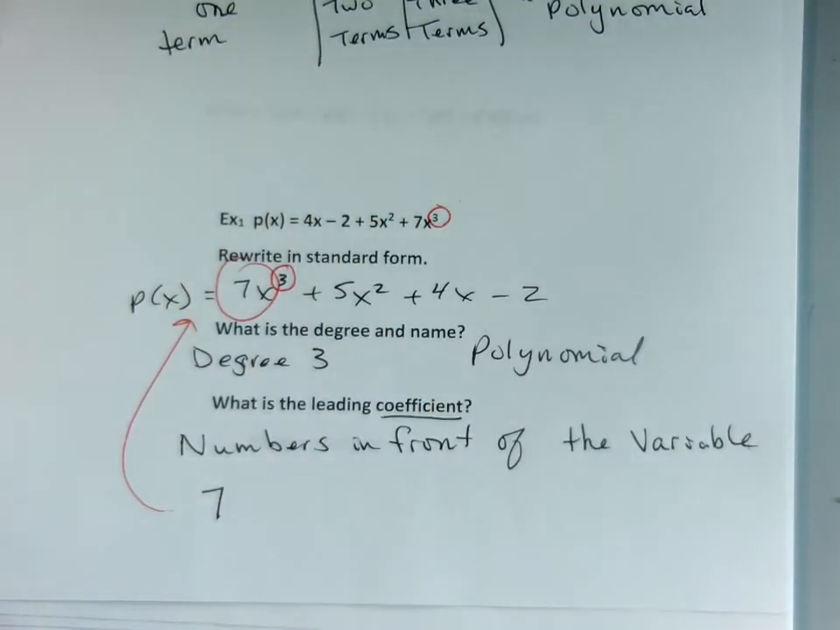Is 7 the leading coefficient because it's first in standard form or because it's the biggest number? Because it's first in standard form. Not because it's the biggest. Great question. Because it could be any number. 10, 5, 1, 0.5, right?